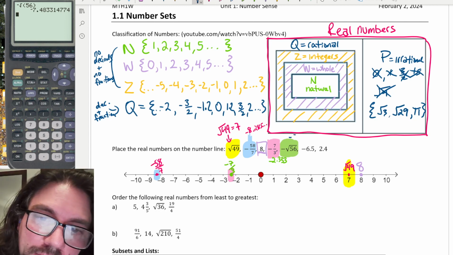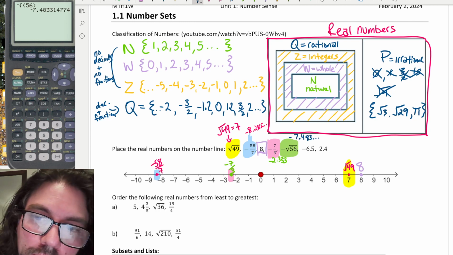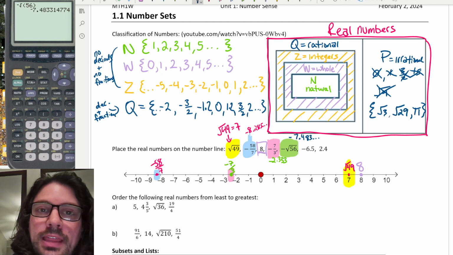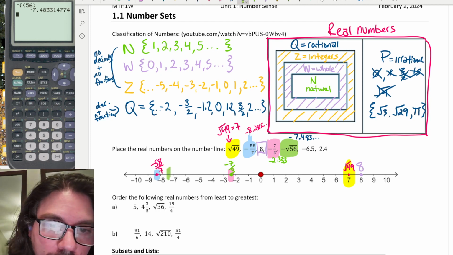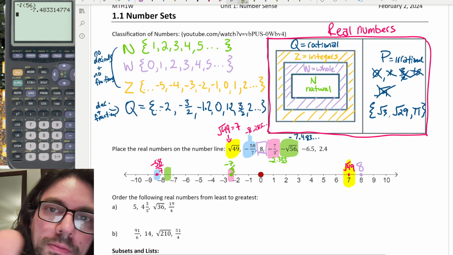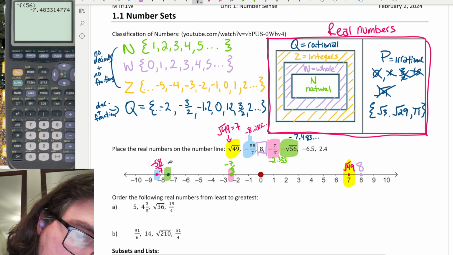It should be negative 7.483 dot dot dot. So we will take that and put it here. Negative 7.4 would put it right about there. And that was negative square root of 56.